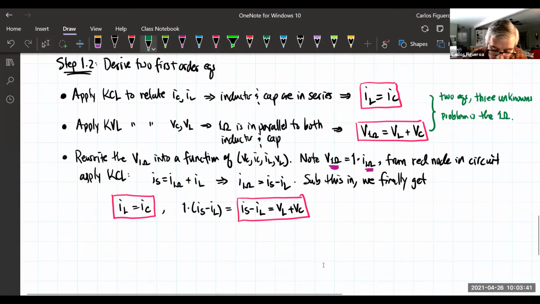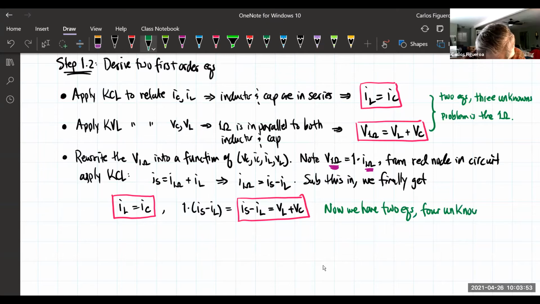Okay. Now we have 2 equations, 4 unknowns. And of course, my unknowns are VC, IC, IL, VL. And that's where we want to go. So here we go. So now I go to step 1.3.